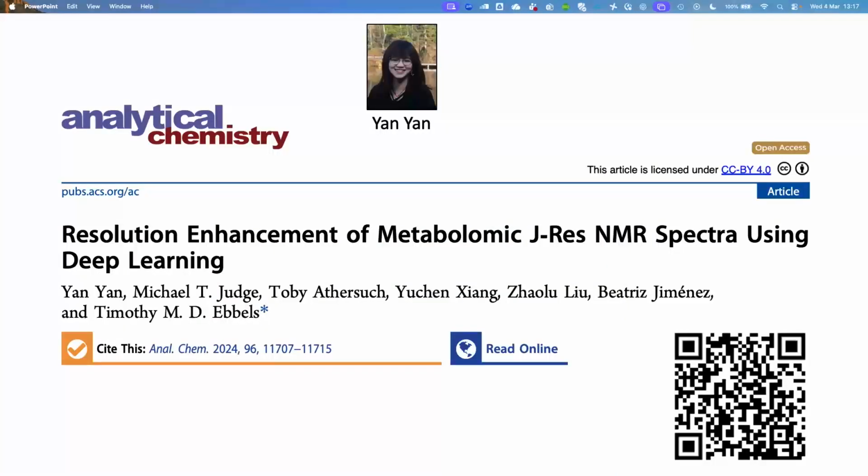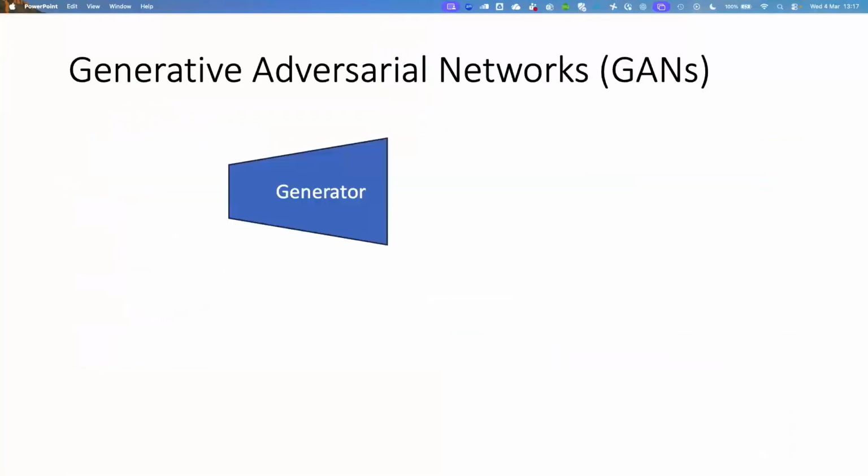And this has been published in the journal Analytical Chemistry, and so there's a QR code there, which I'll show again at the end if you're interested in going back to that. So for this work, we've been using generative adversarial networks, so GANs, again, probably very familiar to those of you in the AI area, but just to explain it to anybody who's not familiar, a GAN is a really fun kind of network setup where you have two networks, actually.